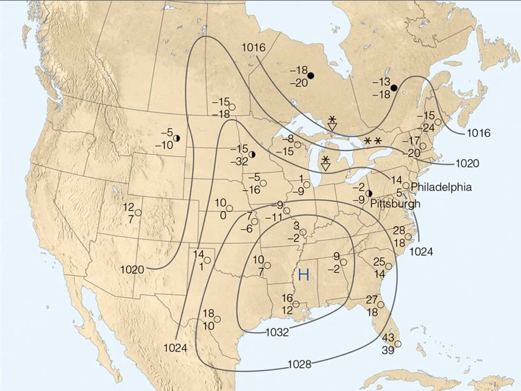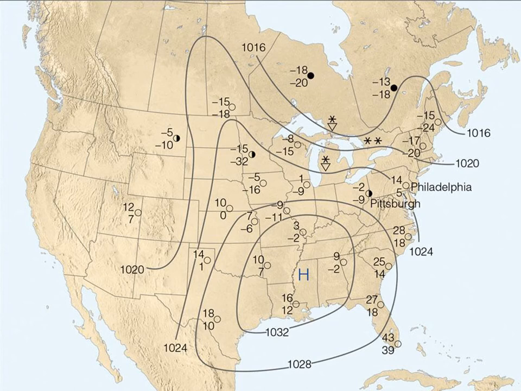And note that although the surface air temperature and dew point vary somewhat, almost everywhere the air is cold and dry, with the exception of the zone of snow showers on the eastern shores of the Great Lakes, shown by these asterisks and triangles. So just look at this weather map and you'll see these temperatures are very cold. Now, there's some variation, but these are quite cold temperatures, right?